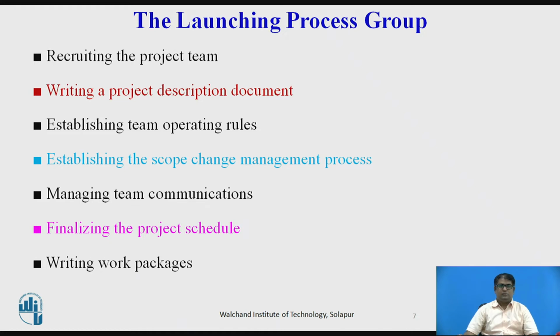The launching process group includes recruiting the project team, writing a project description document, establishing team operating rules, establishing the scope change management process, managing team communication, finalizing the project schedule, and writing work packages. All these processes relate more to the art of project management than the science of project management. So during execution of this process group, the entire team may be coming together for the first time.